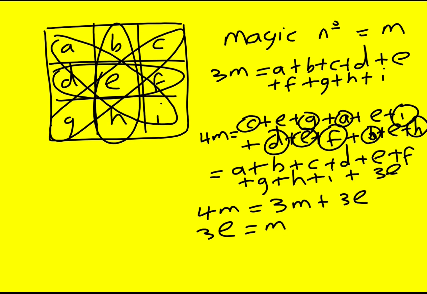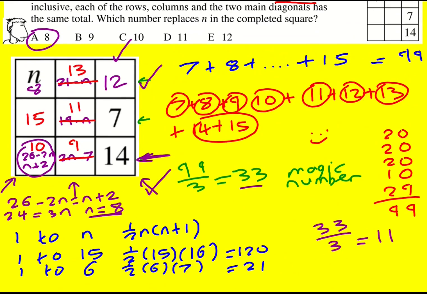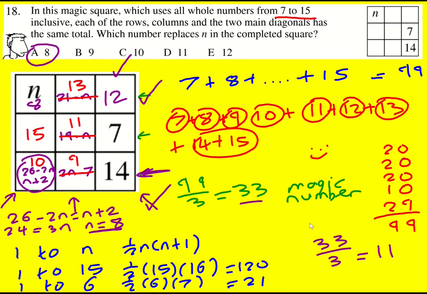3 times the middle number is going to equal the magic number, which means E is going to equal the magic number divided by 3. And that's what I used for the quick method above. Once we'd found the magic number, I divided it by 3. That was the mean, essentially, of the 3 numbers in any row or column or diagonal. That's how we got 11 quickly, and then we got 8 quickly. So yeah, nice little proof just to end things.